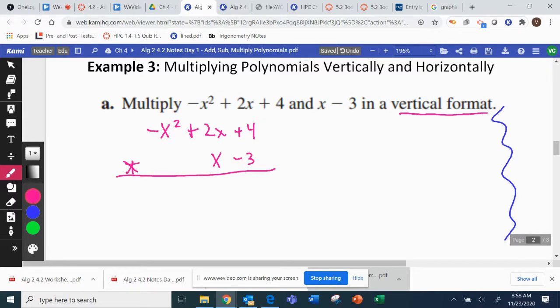This is like old school, elementary school multiplying. You start with the negative 3, and you multiply that negative 3 to the 4. You do not need to carry anything. You can put the whole minus 12 down there. Then negative 3 times 2x is minus 6x. Then negative 3 times negative x squared is positive 3x squared.